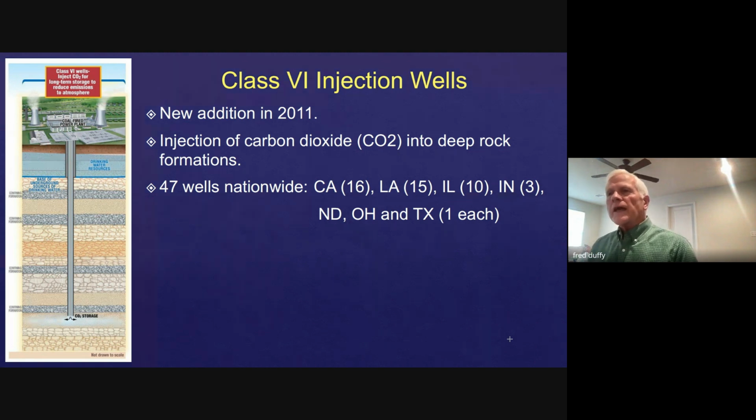So looking at the class 6 well diagram there, it shows that the facility is a coal-fired power plant, where the source is coal. It's emitting a lot of CO2, and that CO2 will somehow be captured and then sent to a class 6 well to be injected into a deep formation. A lot of times this is called CO2 sequestration. And let me see, next slide?